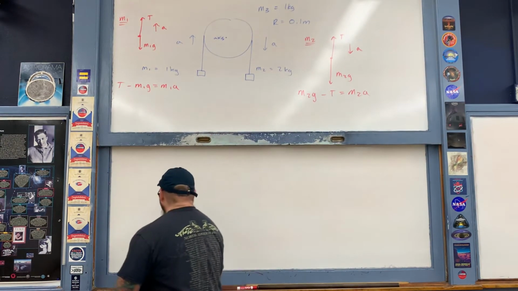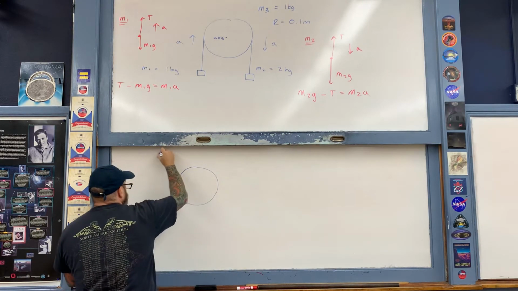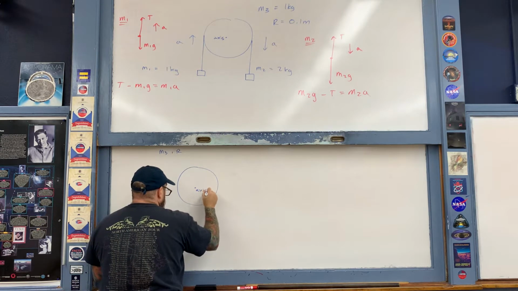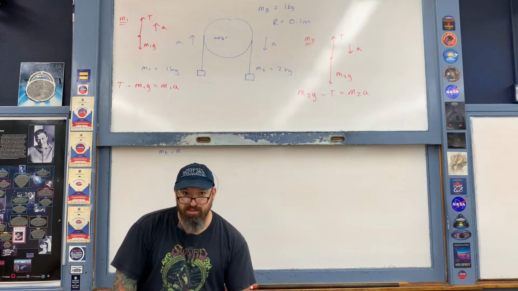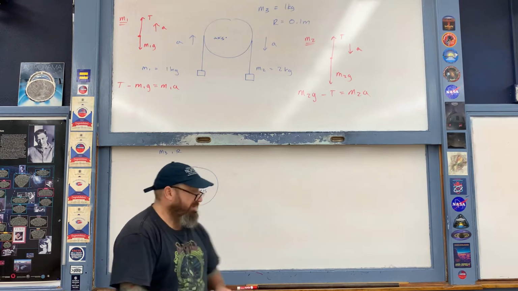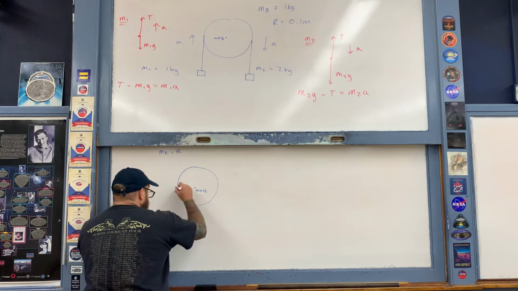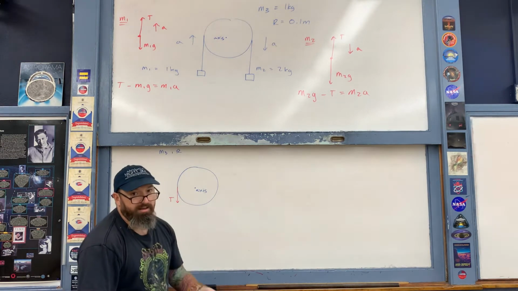So now let's take a look at the disc. Right here is M3, radius capital R. Right here is the axis. Okay, now tangential to the disc, we have the tension forces being applied to the disc. So for example, right over here, off to the left-hand side, is the tension like so that is being applied due to the string on the left.